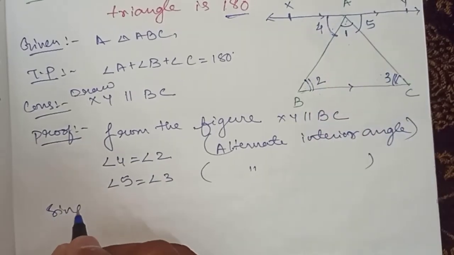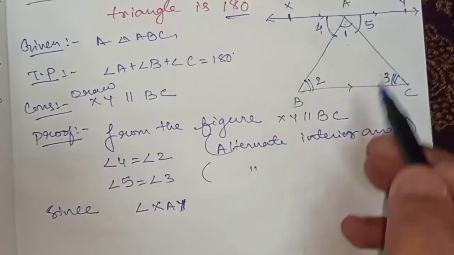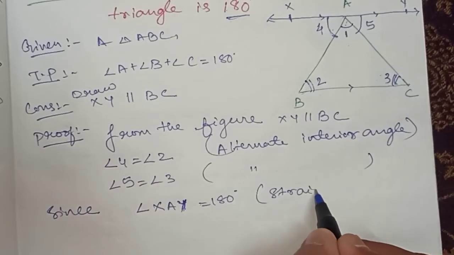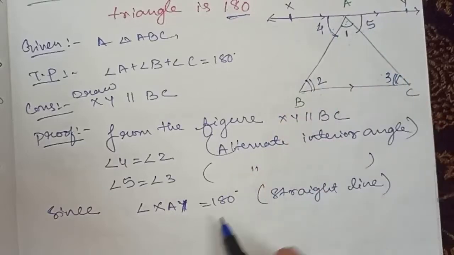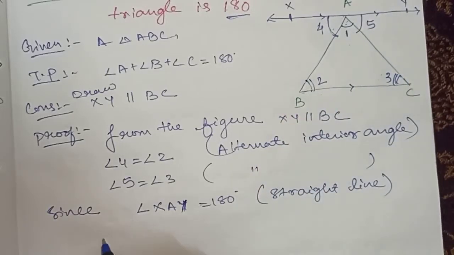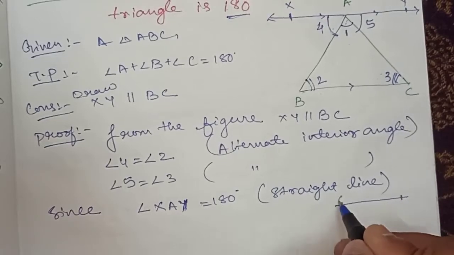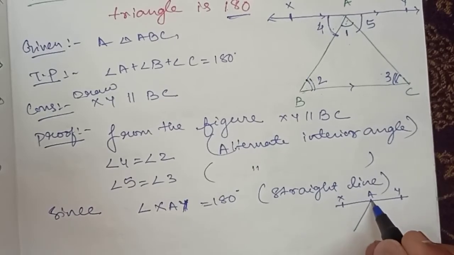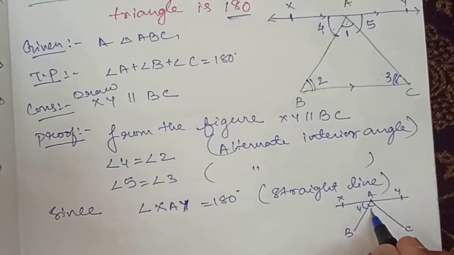Okay, since angle XAY is 180 degrees. Why? Because it is a straight line. XAY is cut into three parts. Suppose I am drawing a rough diagram here. This is XAY and it is cut into three parts. Here I will mark B, here I will mark C. So it is cut into three parts, 4, 1 and 5.